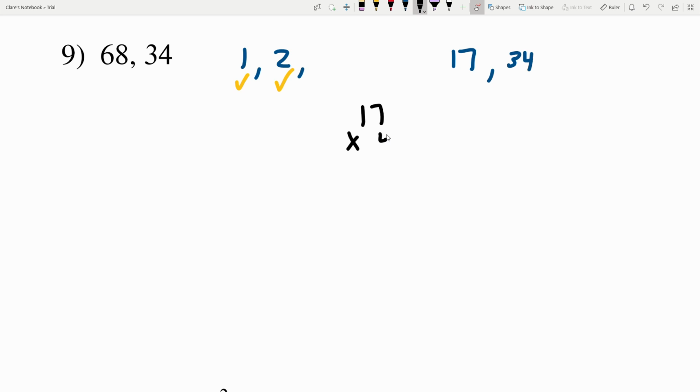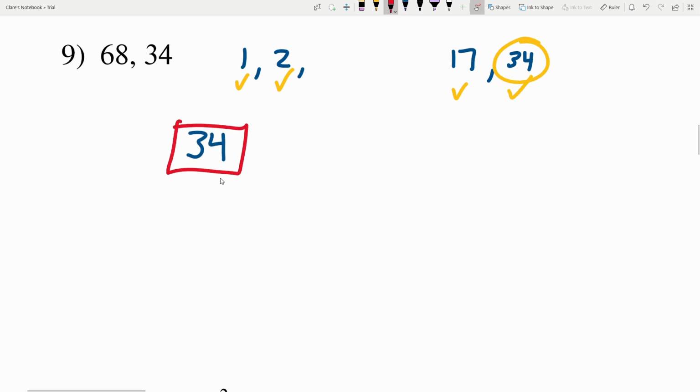17 times 4. I'll do 7 times 4 because that's 28. Write the 8, carry the 2. 4 times 1 is 4 plus 2 is 6, so 68. So that shows that 17 divides 68. But also 34 divides 68 because 34 times 2 is 68. So 34 is the greatest common factor of 68 and 34.